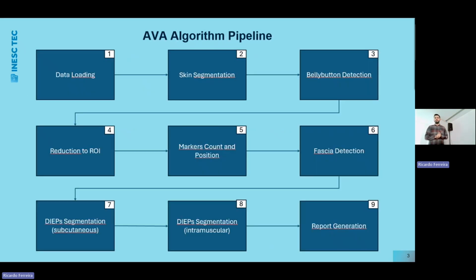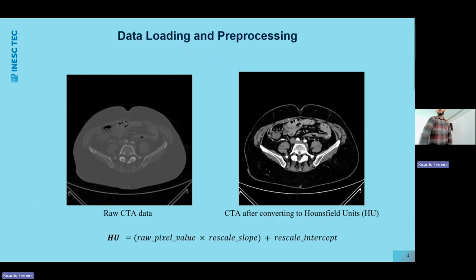Basically, the algorithm pipeline is here, and the imaging team or the user only needs to do the data loading, select the CTA to be loaded, and then from the skin segmentation, that second step, until the sixth step, the fascia detection, everything is automatic. I'll show it later. The only semi-automatic parts are 7 and 8, where the user needs to put a start and end input for each perforator, and also the report generation that will give some information about the perforators and other structures.